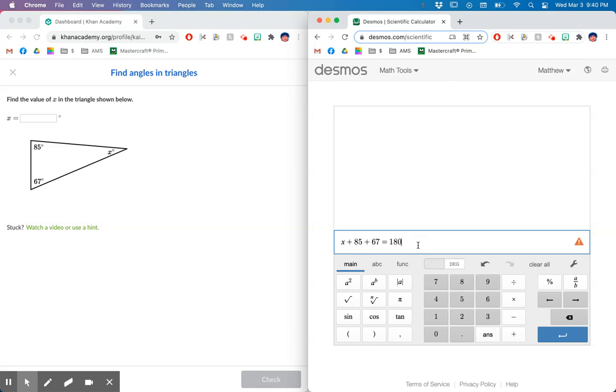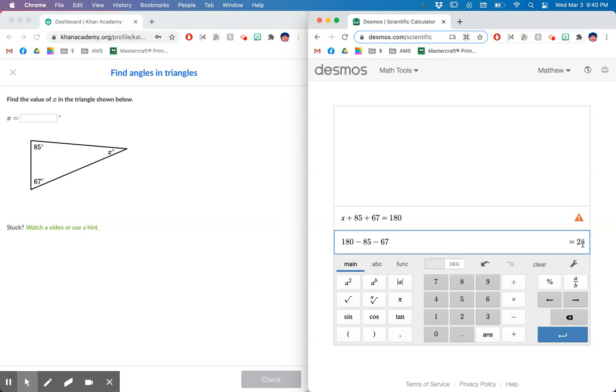So I'm writing an equation here. X plus 85 plus 67. All those three angles in the triangle have to add up to 180. That gives me an equation to solve to figure out what that missing angle is, right? And a lot of you are going to just do it this way. You can take that total of 180 and then take the difference. Subtract your 85, subtract your 67, find the leftovers, which is going to be 28, okay?